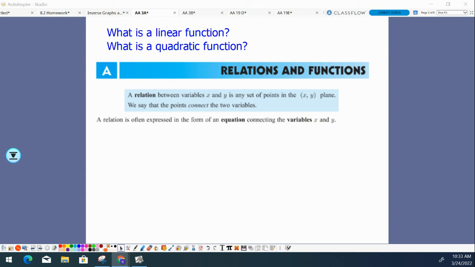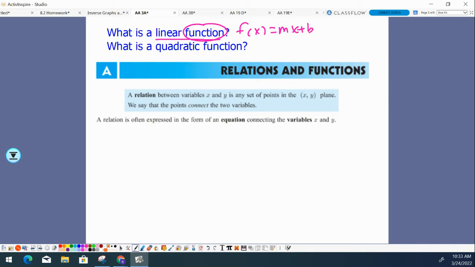So chapter 3 is all about functions. We're going to start with just our basic stuff. 3A is just about relations and functions. So what is a linear function? When you think of linear, just a line, y equals mx plus b. But because the word function is in there, I'm going to write it f of x equals mx plus b.